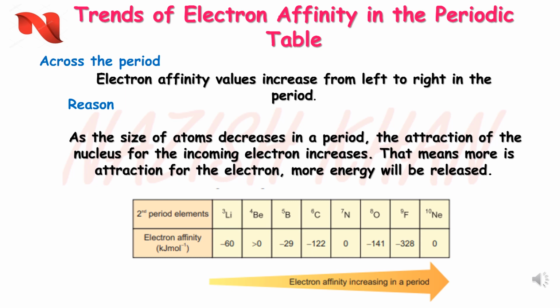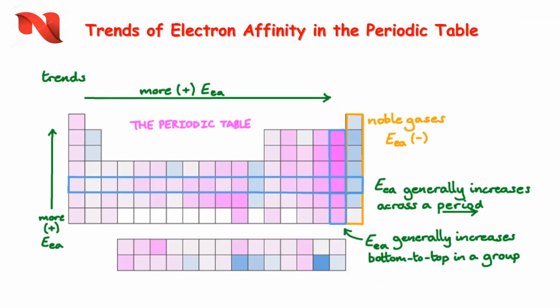For this trend, we're going to ignore the noble gas neon. Kids, it's important to mention that noble gases are not included in the trend for electron affinity, since we already know it's very stable and won't accept an extra electron.